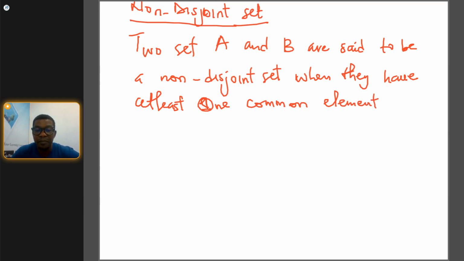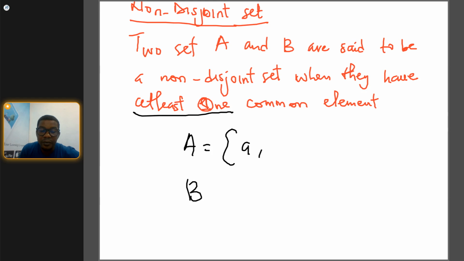Two sets A and B are said to be non-disjoint sets when they have at least one common element, which implies that the common element can be more than one. That's the meaning of at least. So we have at least one. That means we can have one common element, two, three, four or five, and so on and so forth. So let's say we have set A, set B, and set A is A, B, C, and set B is D, E, C.